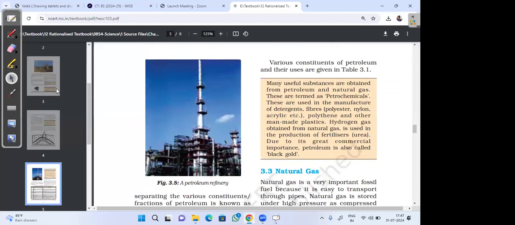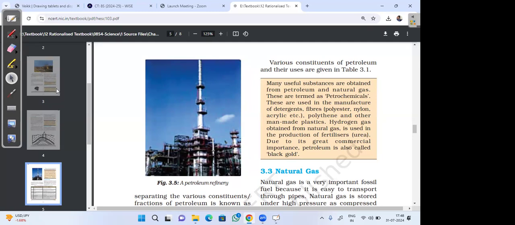Here is a picture of a petroleum refinery. See, there are two things. One, you have a petroleum extraction unit where the petroleum is extracted, from those places where there are reserves of petroleum. Over there we dig wells, and from there we extract. Then we construct petroleum refineries.